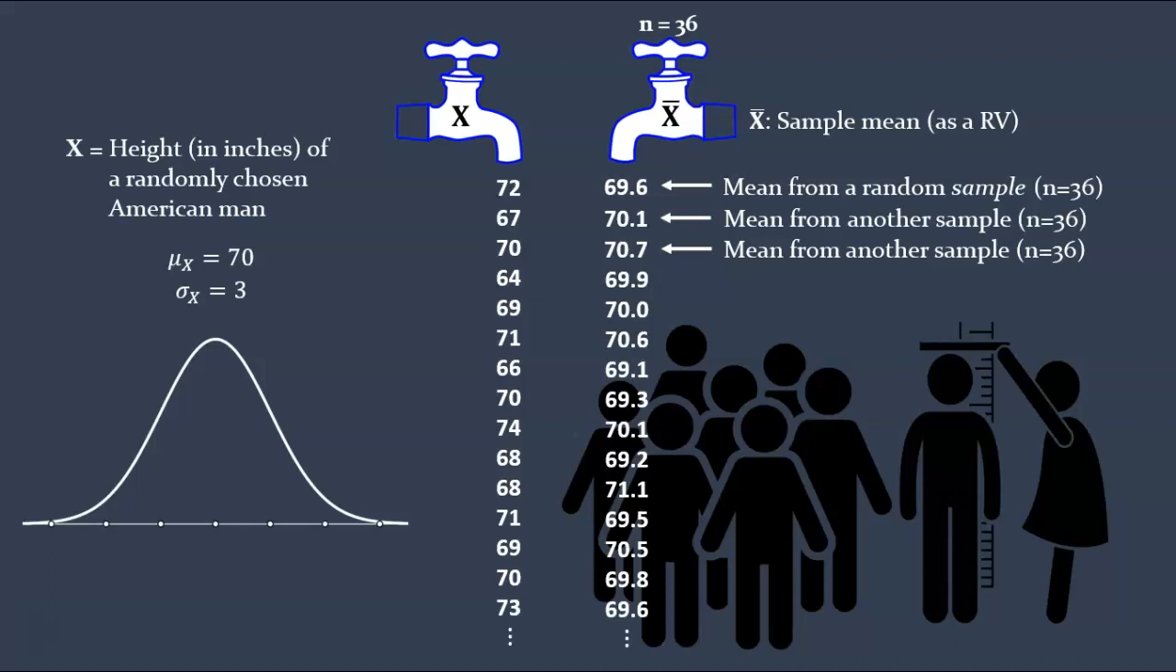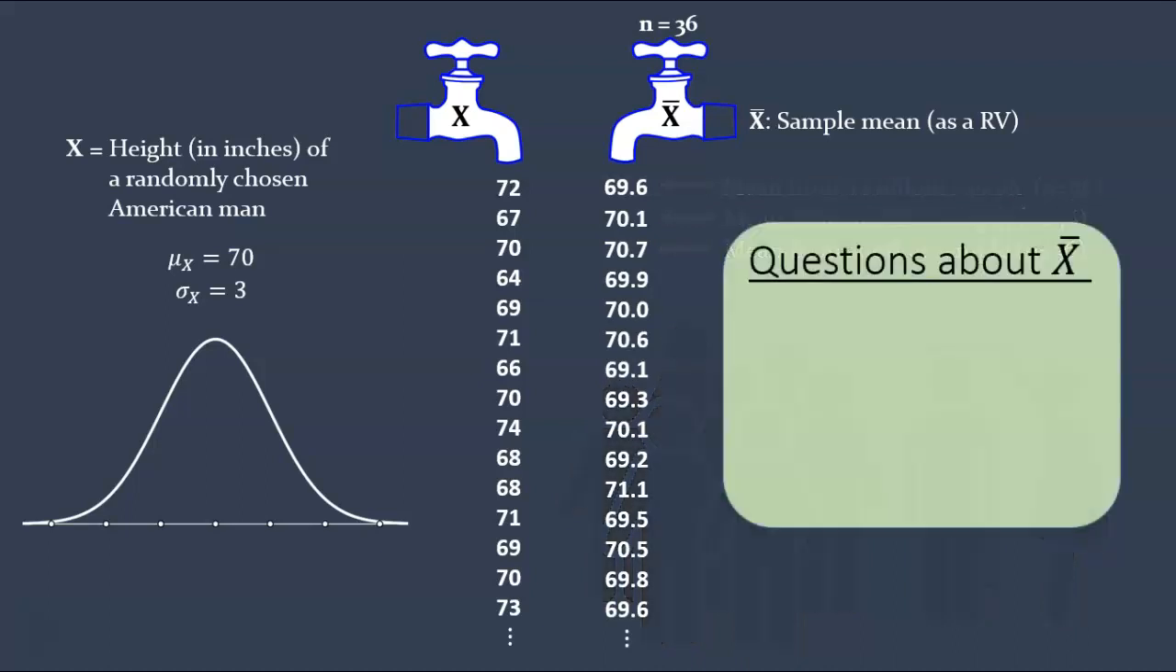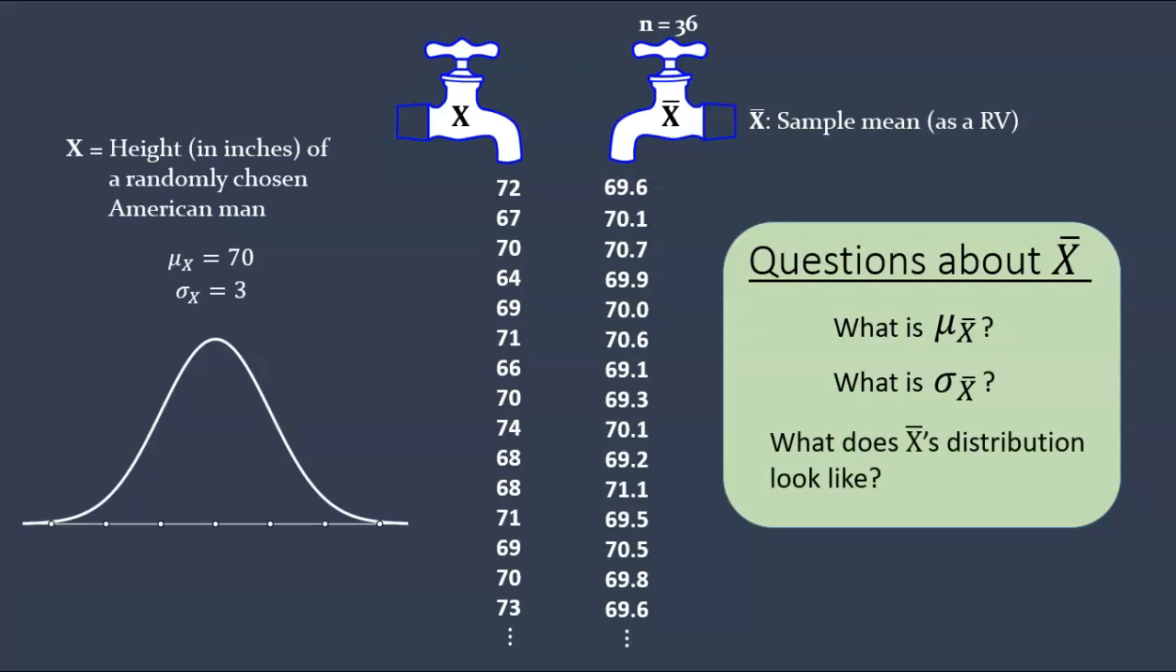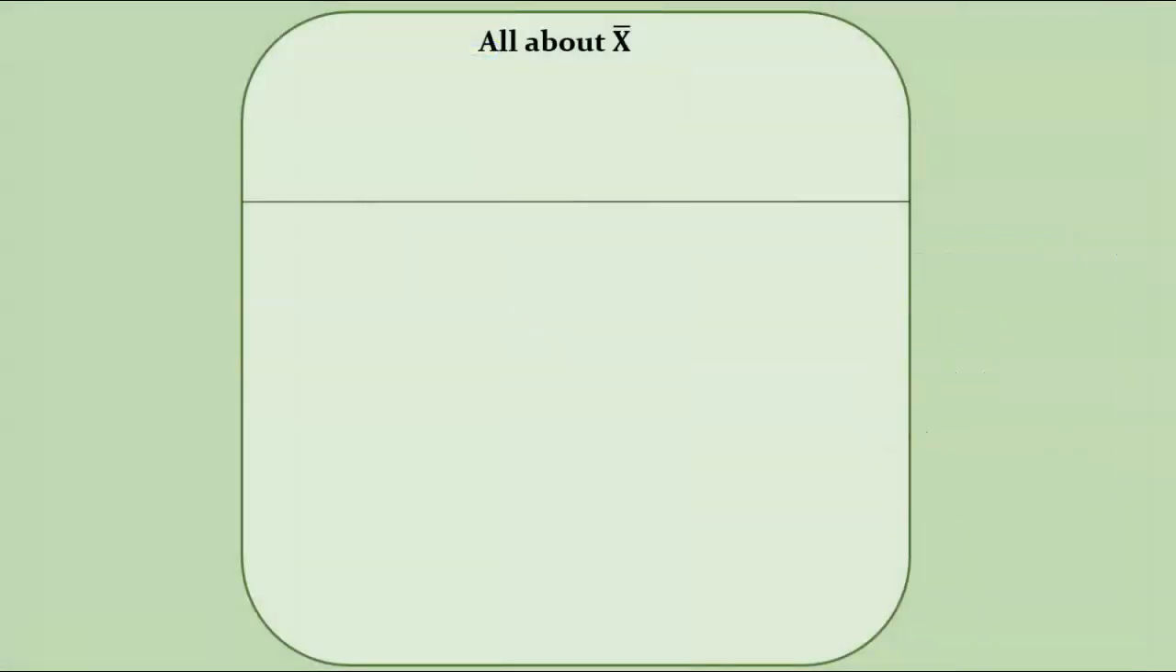And since Xbar is a random variable, we can ask the usual questions about it. First, like every random variable, Xbar has a mean. What is the mean of Xbar? How does it relate to the mean of x? Similarly, every random variable has a standard deviation. What is the standard deviation of Xbar? How does it relate to the standard deviation of x? And more broadly, what does Xbar's distribution look like? Let's consider these questions in a more generalized setting.